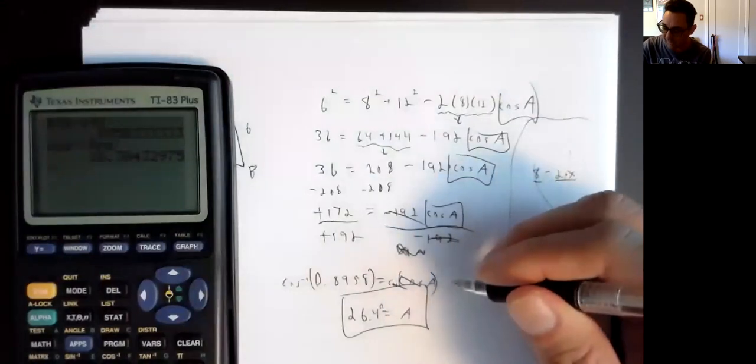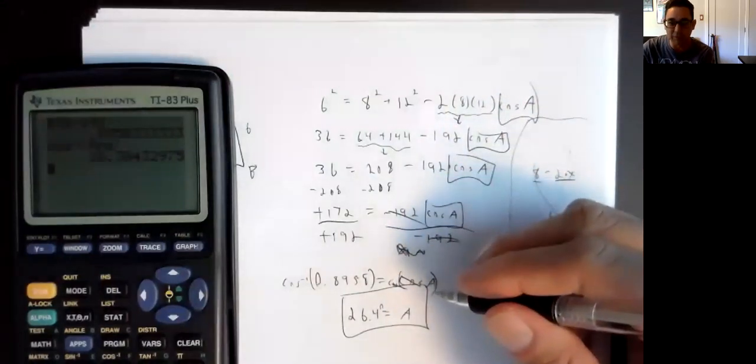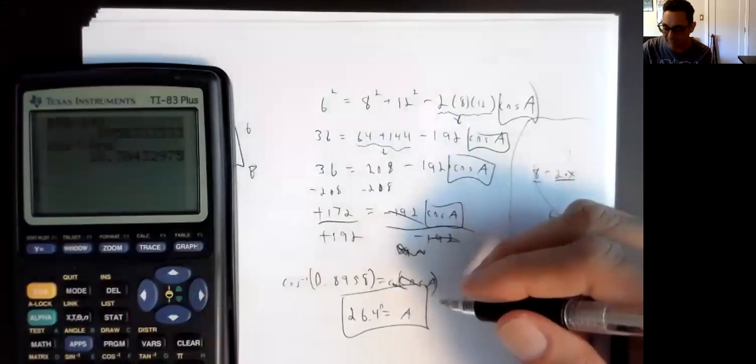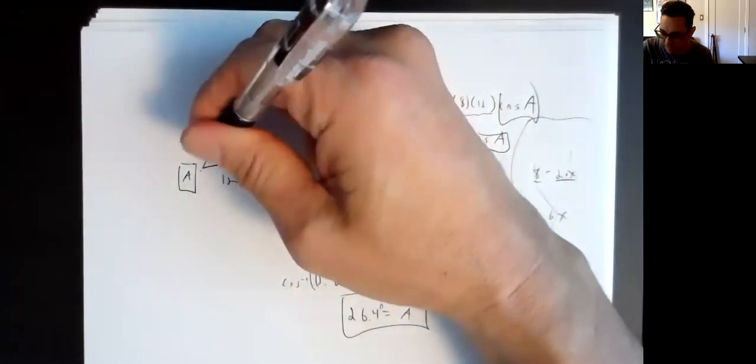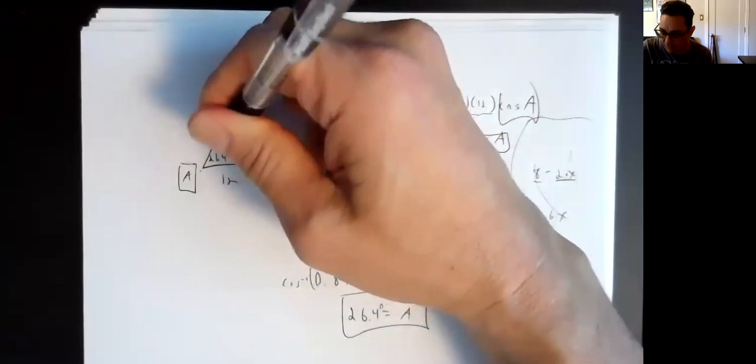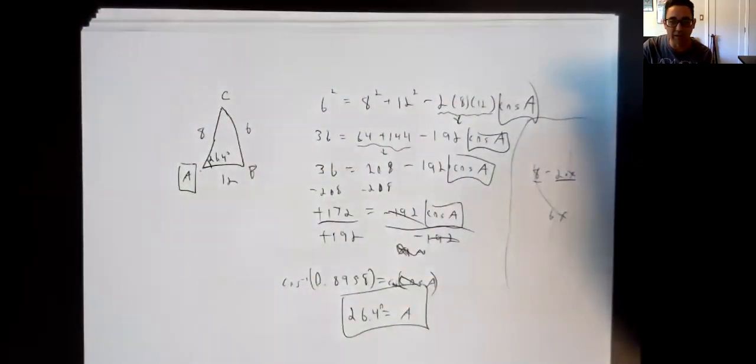All right, so I have to use the inverse cosine button at the end. I'm trying to solve for A. The only way to get rid of cosine is through the inverse of cosine, and I kind of have to do it at the very last step. All right, so now I know angle A is 26.4 degrees. So that one I do know now.